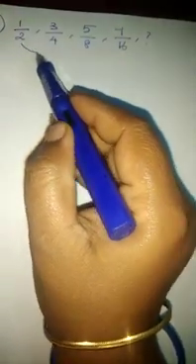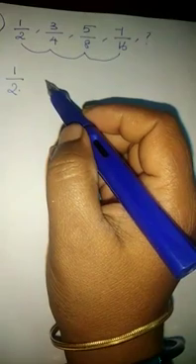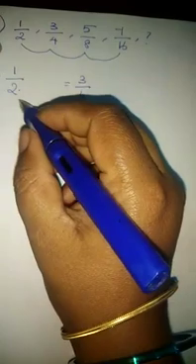What's the relation between the adjacent numbers? We have to find that first. Take the first number, 1 by 2. By adding, subtracting, multiplying or dividing this number, we have to get the number 3 by 4. So by subtracting these two numbers, what will be the answer? Let's check it out.